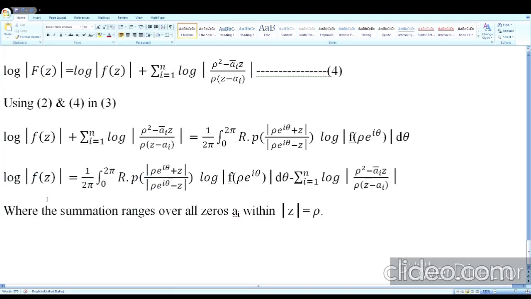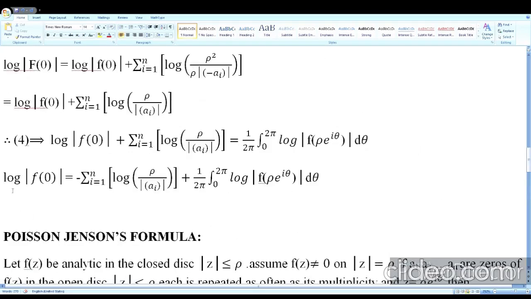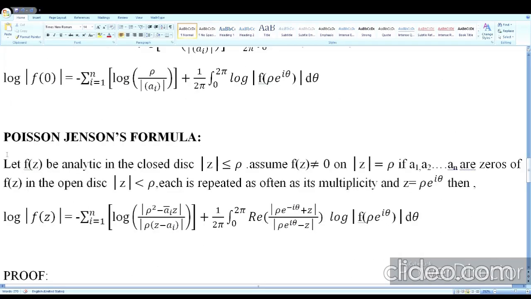This is Poisson-Jensen's formula. See, in Jensen's formula we find the value of log f of 0 here, whereas in Poisson-Jensen's, we find log modulus of f of z. That's the difference. Here, in the integrand, there will be a change.